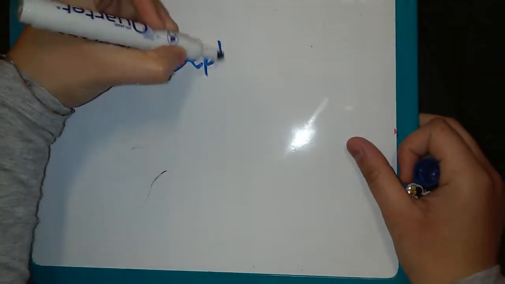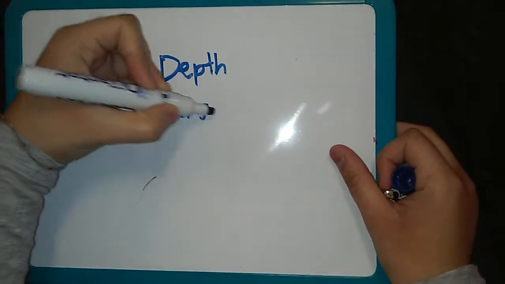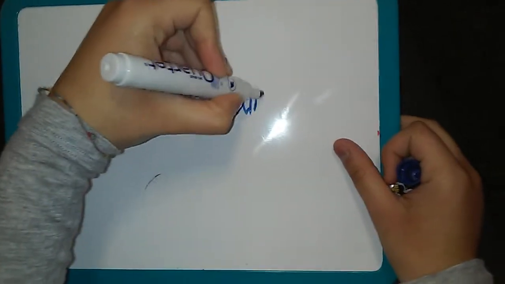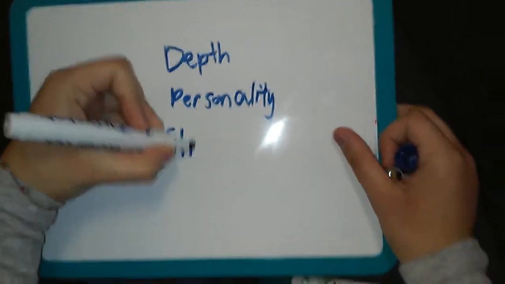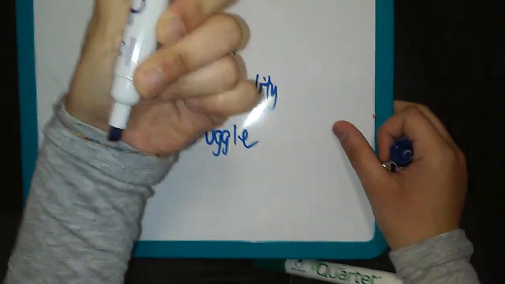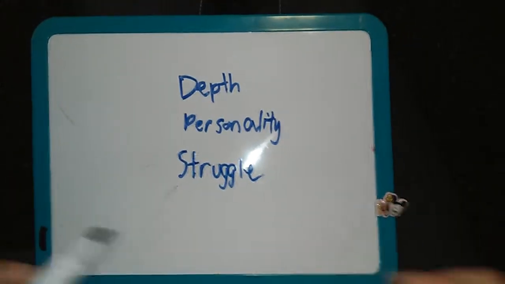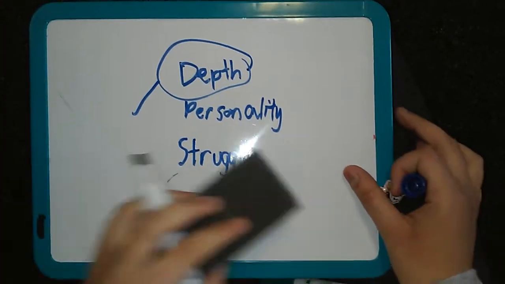But anyway, to start with, we have to go with depth. Yeah, we have to start with depth, personality, and struggle, otherwise known as conflict, but I like the word struggle, so yeah. Anyway, why don't we just go into one of these? So, depth. What makes your character deep?